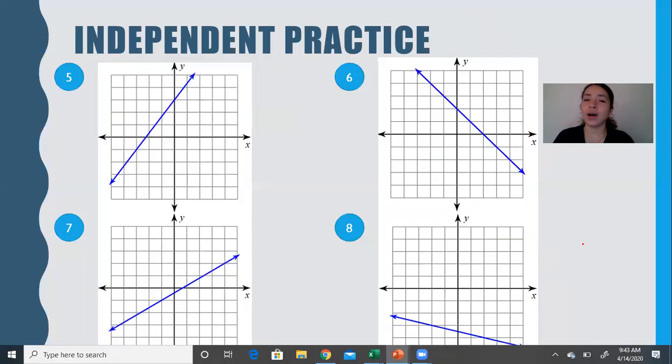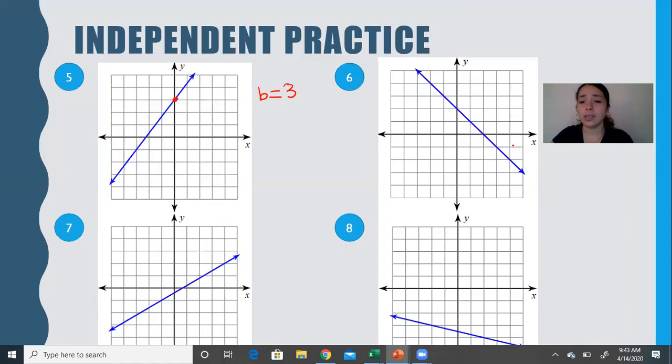So hopefully you paused this video and you gave these problems a try. If you didn't, then I'm going to go over them anyways. Let's look at question number 5. And where does this line cross the y-axis? Again, I always put my answer as b. That means y-intercept is equal to, and then I go from 0, 1, 2, 3. b is equal to 3.